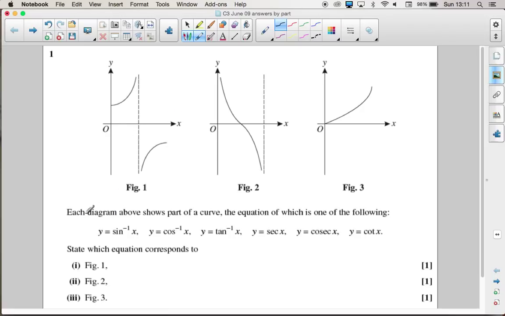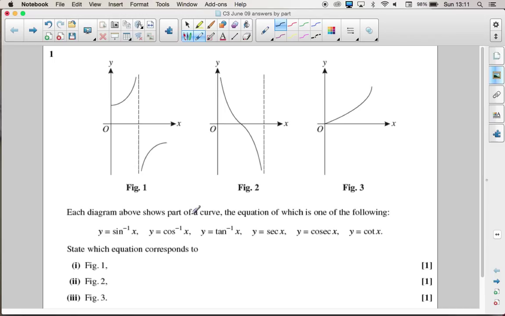Question number 1. We need to decide what these 3 graphs are. I would strongly recommend you just learn the shapes of these 6 graphs down here. It will save you a lot of effort if these types of questions come up and you have to use up time working out which one's which.